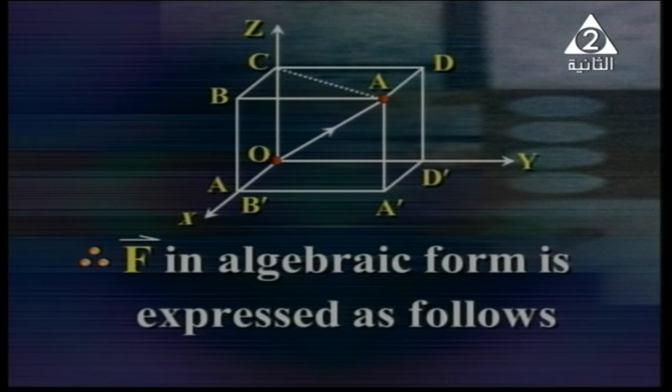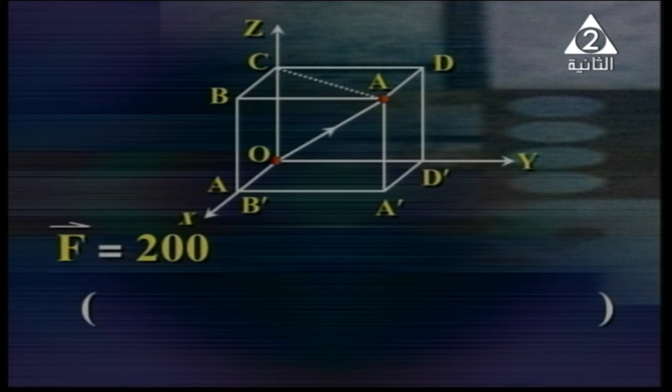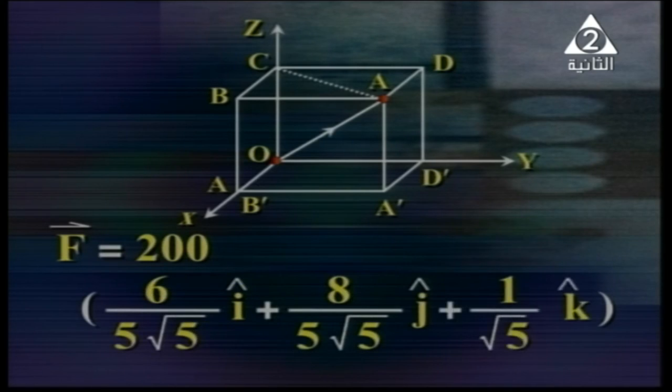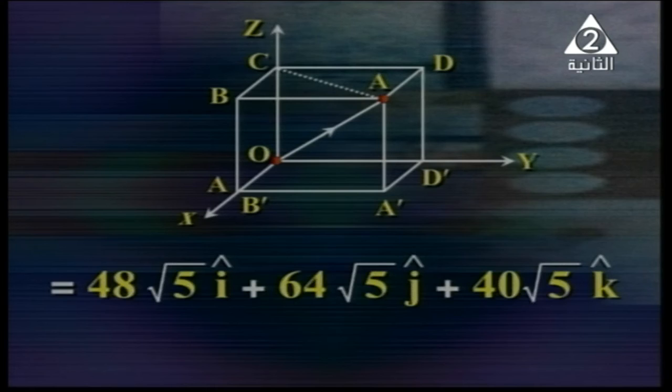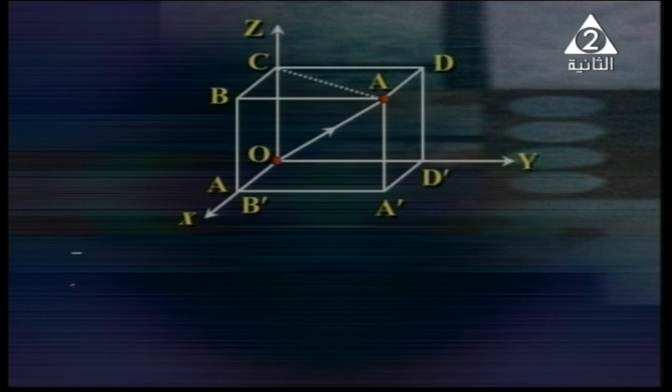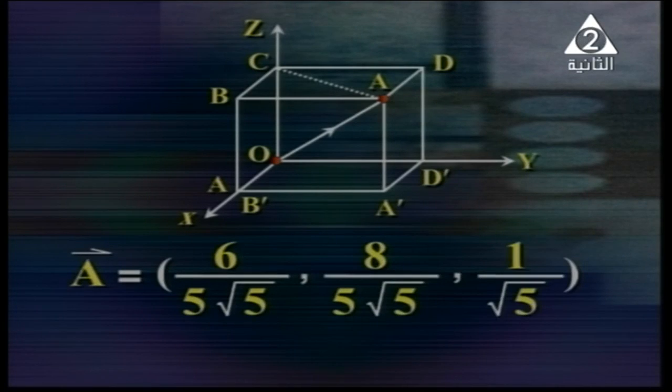Then the force F in algebraic form is expressed by this method. F equals 200 multiplied by the bracket containing the unit vector: 6 over 5 root 5 i plus 8 over 5 root 5 j plus 1 over root 5 k, which equals the final answer for F: 48 root 5 i plus 64 root 5 j plus 40 root 5 k. Then the direction cosines of the vector A equal what? As in the form 6 over 5 root 5, 8 over 5 root 5, 1 over root 5. These are the direction cosines of A.